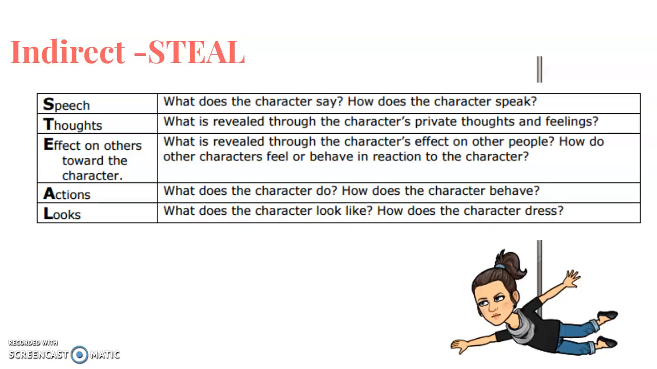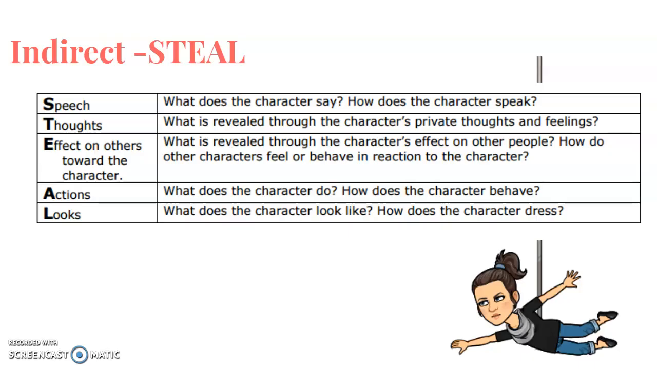First of all, there's speech. So what does the character say, or how do they speak? Are they speaking in a fast tone? Does that mean something about them? Are they speaking angrily or with a sad voice? All that can tell you a little bit about who they are, or even just what it is that they are saying. If they're using vulgar language, or if they're using very polite words.